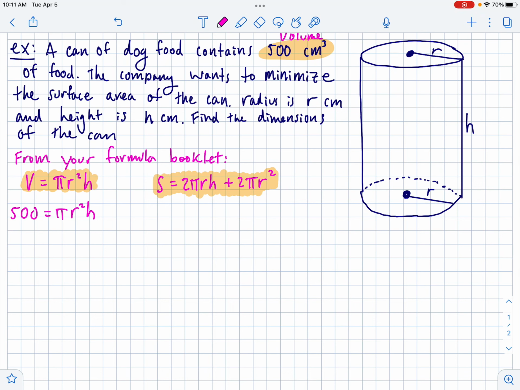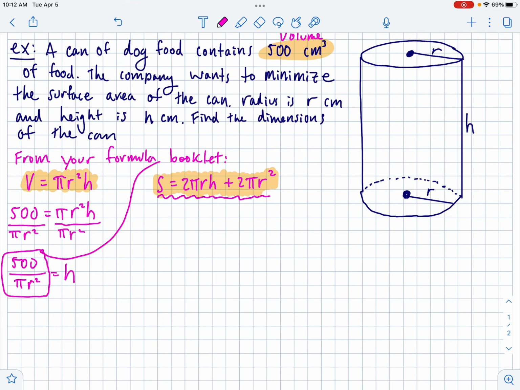Now, you might look at that and be like, well, this is kind of silly because there's two letters there. We can't solve that. There's an r and an h. But what we can do is get the h by itself and then plug that in to the surface area equation. So I'm going to divide both sides by pi r squared. So 500 over pi r squared is equal to h.